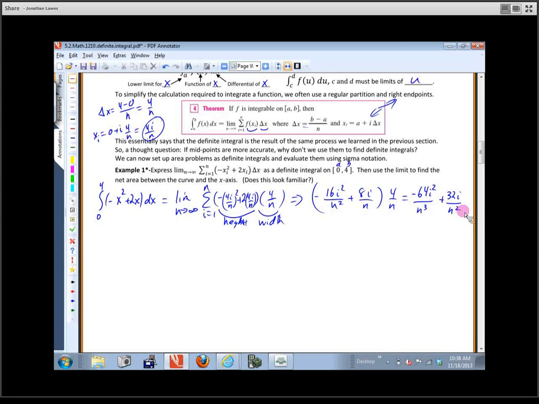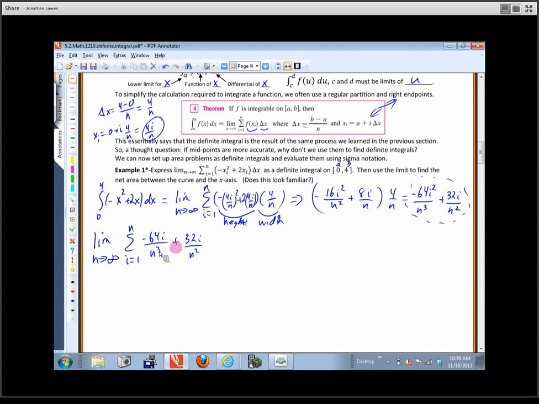Okay. Now, if you've got your notes handy from the last section, we're going to need those in just a second, because here's what I need to do. I need to find the limit as n approaches infinity of this expression right here. This will tell me what the answer is if I can find this limit. So let's see what we've got. We've got the summation i equals 1 to n, negative 64i squared over n cubed plus 32i over n squared.